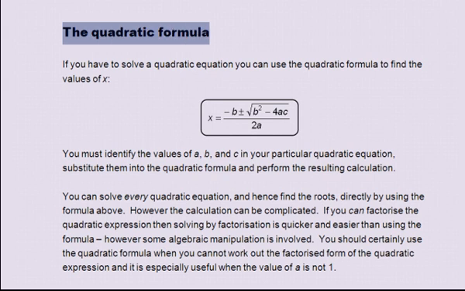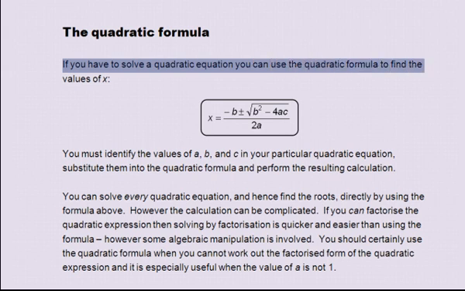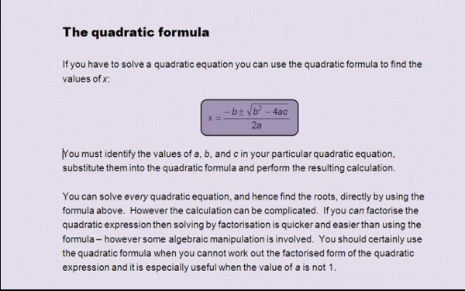The quadratic formula. If you have to solve a quadratic equation, you can use the quadratic formula to find the values of x. x equals minus b plus or minus the square root of b squared minus 4ac, all divided by 2a. You must identify the values of a, b and c in your particular quadratic equation, substitute them into the quadratic formula and perform the resulting calculation.